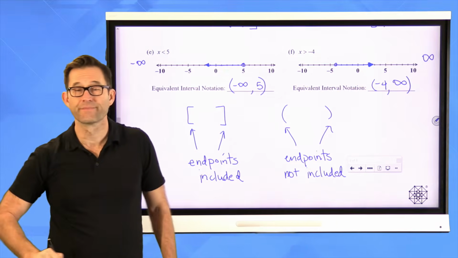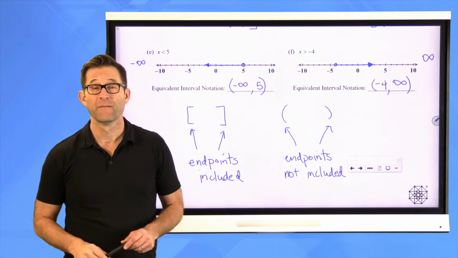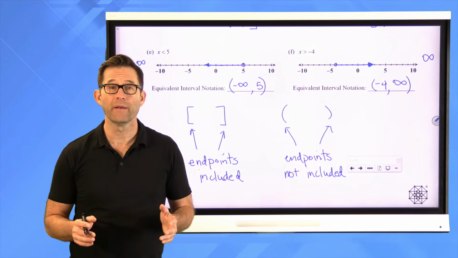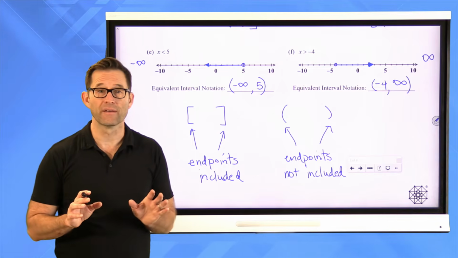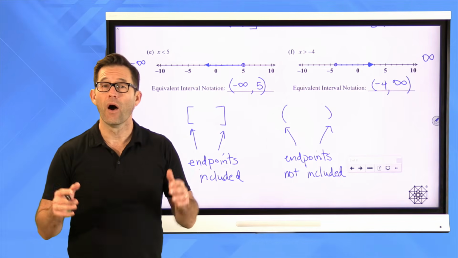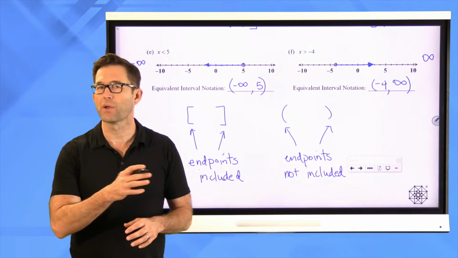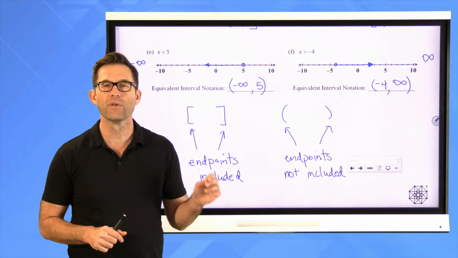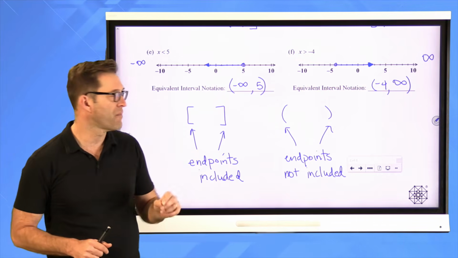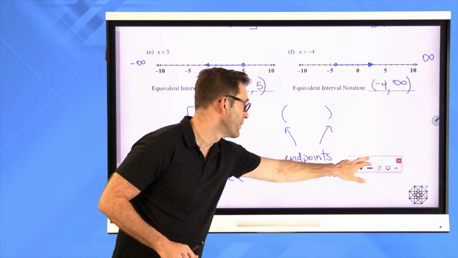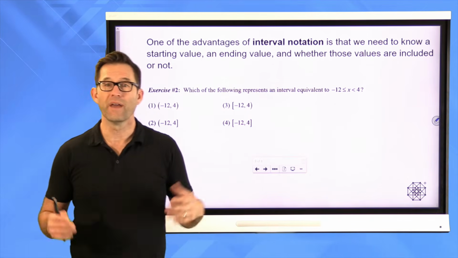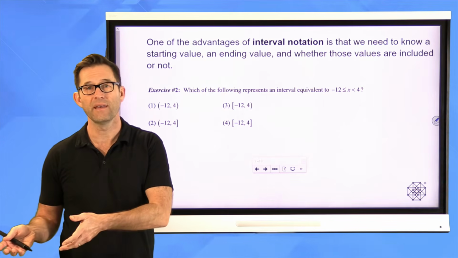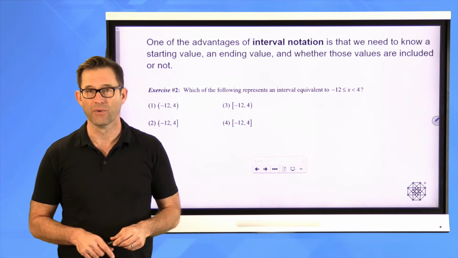All right. Now that basically, more or less, is the entire lesson. We're just going to kind of get used to this notation as we move on. But any time that you need to represent a continuous set of real numbers, it's got to be all real numbers. It can't be just the integers or just the rational numbers. Then interval notation is a very easy, quick method for representing those sets. One of the advantages of the interval notation, as I mentioned, is all we need to know is the starting value, an ending value, and whether those values are included or not.